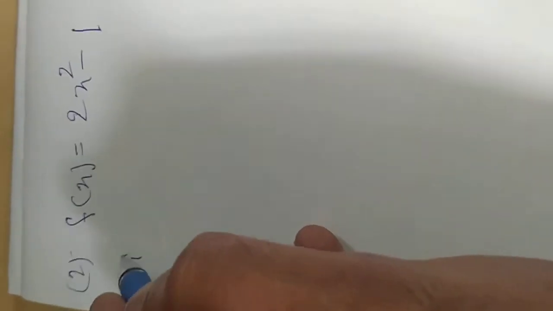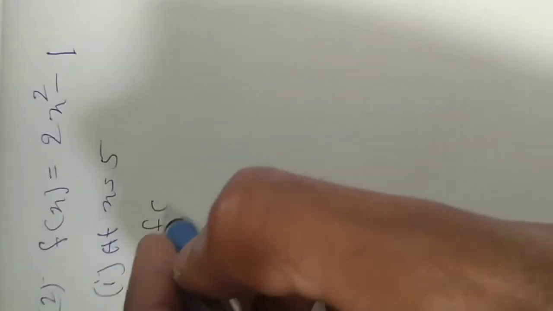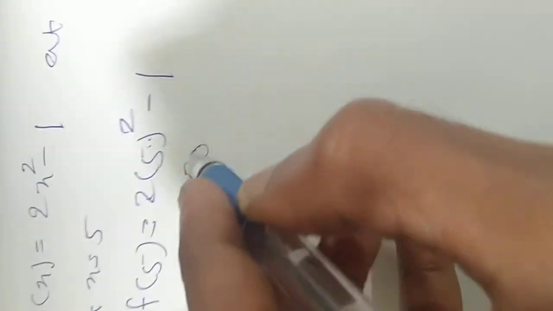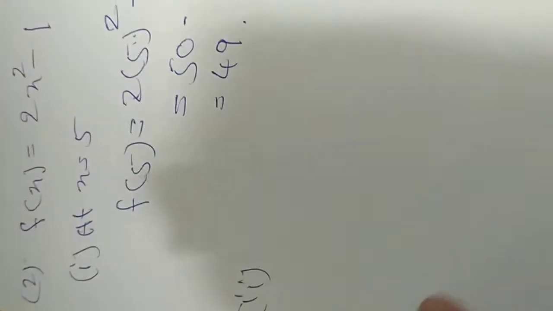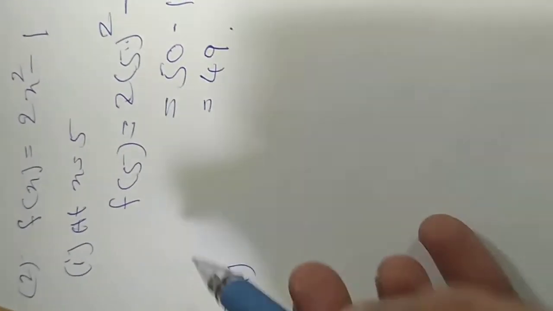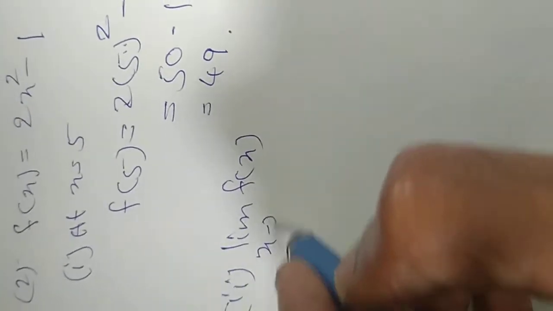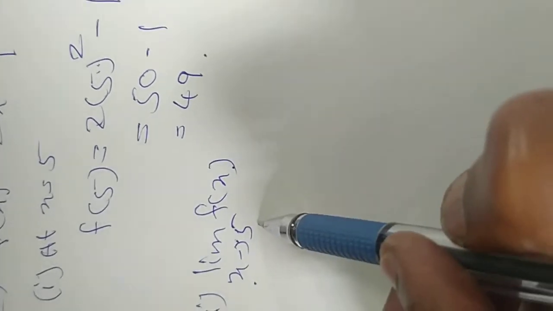Now the first condition: at x is equal to 5, f of 5 is equal to 2 into 5 square minus 1. So 5 square is 25, 25 into 2 is 50, minus 1, so that is equal to 49. Then the second one that we will be considering is the limit of f of x as x tends to 5.